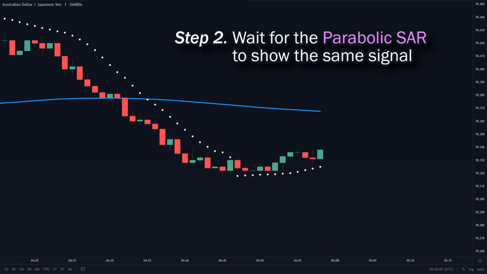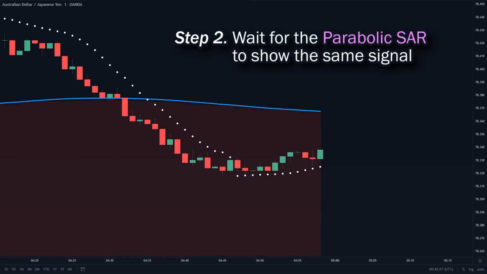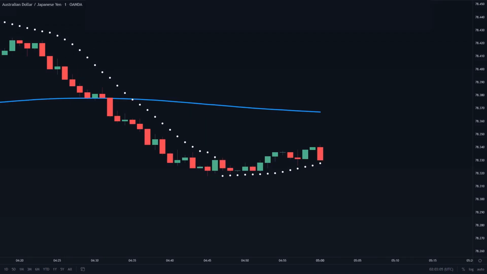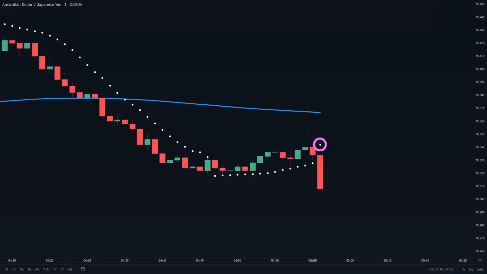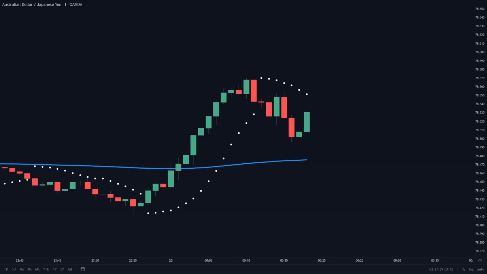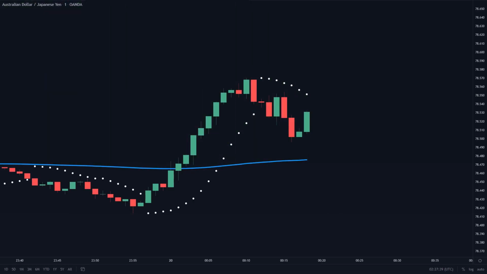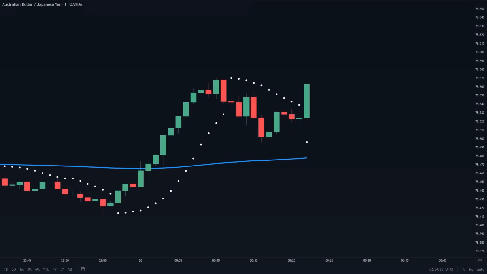For example, here, we can see that the price is below the 200 EMA, indicating that the long-term trend is down. This means that we're waiting for the Parabolic SAR to also show bearish momentum by waiting for it to go above the candle. Once this happens, you take a short position. Now, it's the same for long positions as well. Here, we can see that the price is above the 200 EMA, indicating that the long-term trend is up. Next, you want to wait for the Parabolic SAR to also show bullish momentum by waiting for it to go below the candle. Once this happens, you take a long position.